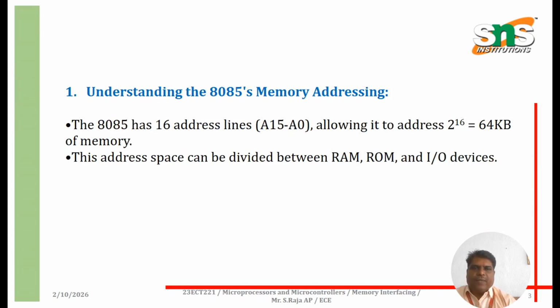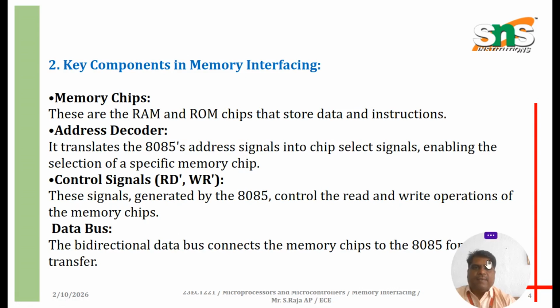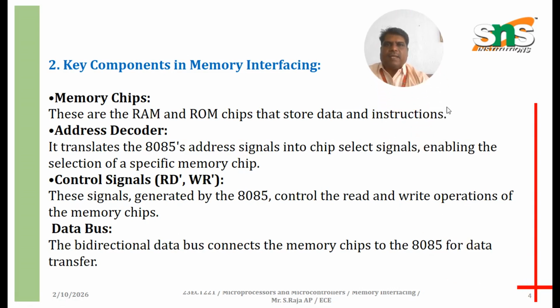Step 1, understanding the 8085 memory addressing. In general, the 8085 has 16 address lines, starting from A0 to A15, and it can address 2 power 16, that is 64 kilobytes of memory. This address space can be divided between RAM, that is random access memory, ROM, read-only memory, and input-output devices. Next, we will see the important terms, the key components in memory interfacing.